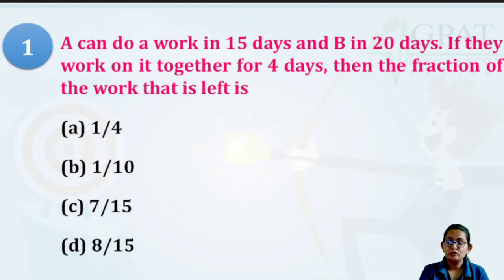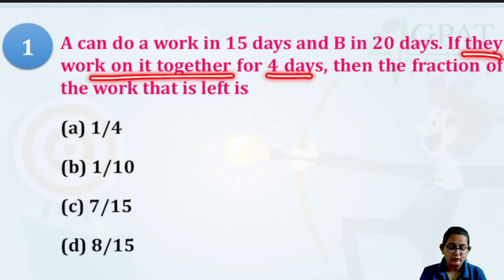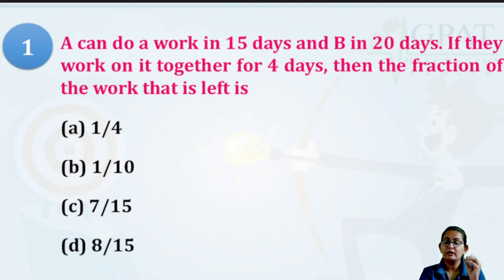It is related to time and work. A can do a work in 15 days, B can do that particular work in 20 days. If they work together for 4 days, then what fraction of work is left out? Okay, this is the question which has been asked. In this, you have to give the answer in fraction, that too of the amount of work that is left out, not the amount of work which is done.